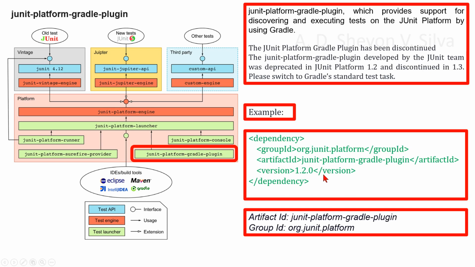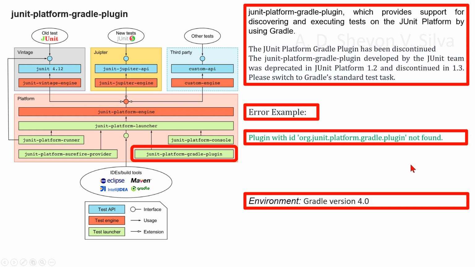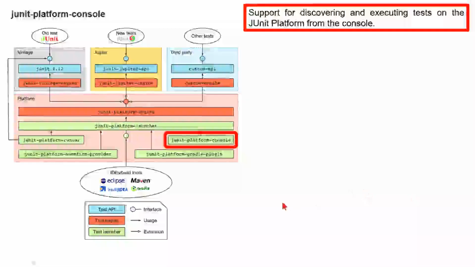As an example, we can consider this. Here you can see artifact ID JUnit Platform Gradle plugin. Here it's under group ID org.junit.platform. As an error example, we can consider this error occurred in environment Gradle version 4.0. Plugin with id org.junit.platform.gradle.plugin not found.